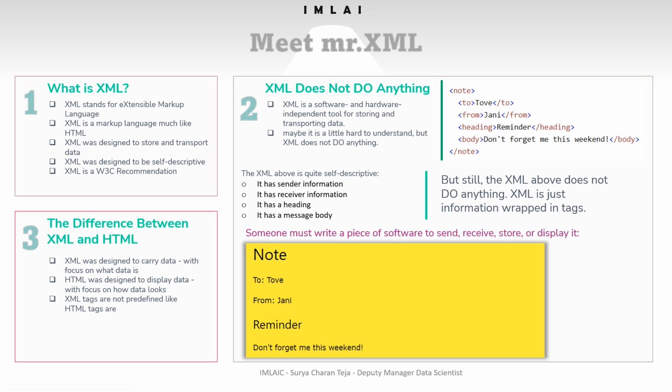So XML does not use predefined tags. The XML language has no predefined tags, as we have shown in our example. The tags in the example that we showed, like to and from, are not defined in any XML standard.